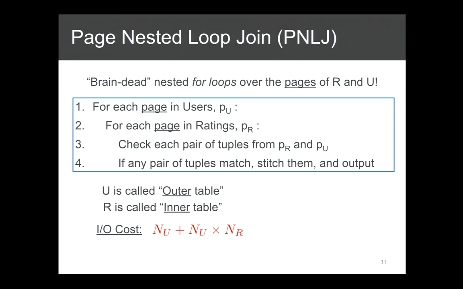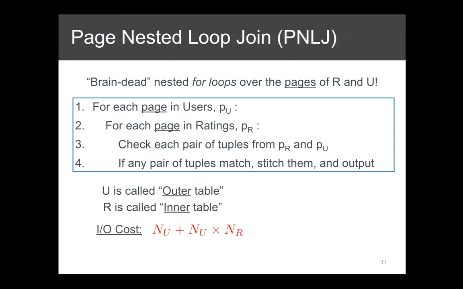So overall, you read the pages of U one at a time into memory from disk. So that's NU. And then for every page of U, you read all of R sequentially. So that's NU times NR. Okay, so the I/O cost is actually the product of the number of pages in these 2 tables. So clearly, seems like a very expensive way to implement this. Questions?